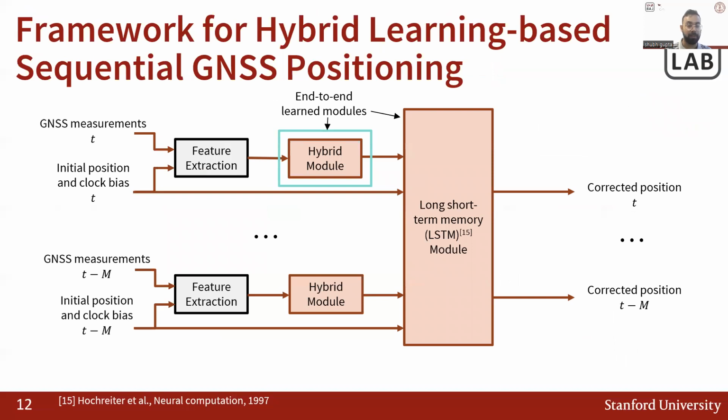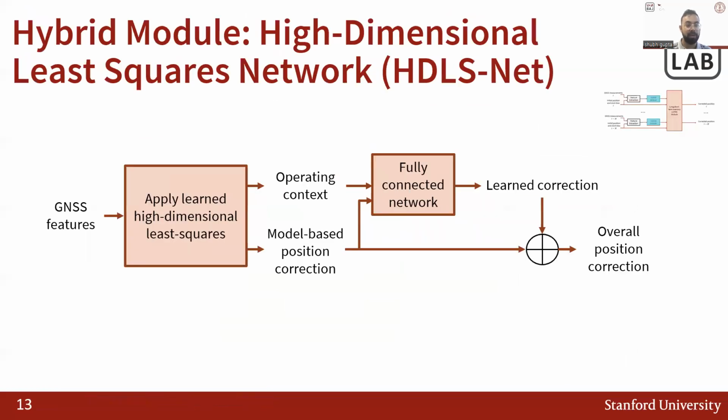Next, I will go over our hybrid module. The hybrid module, which we call High Dimensional Least Squares Network, or HDLS-Net, operates on the GNSS features from the previous module to determine an overall position correction. First, we apply a learned high dimensional least squares operation on these features, which I'll talk about in more detail next, to produce an operating context as well as a model-based position correction. Both of these outputs are then passed to a fully connected network to produce a learned value of the correction, which is combined with the model-based correction to get the overall position correction.